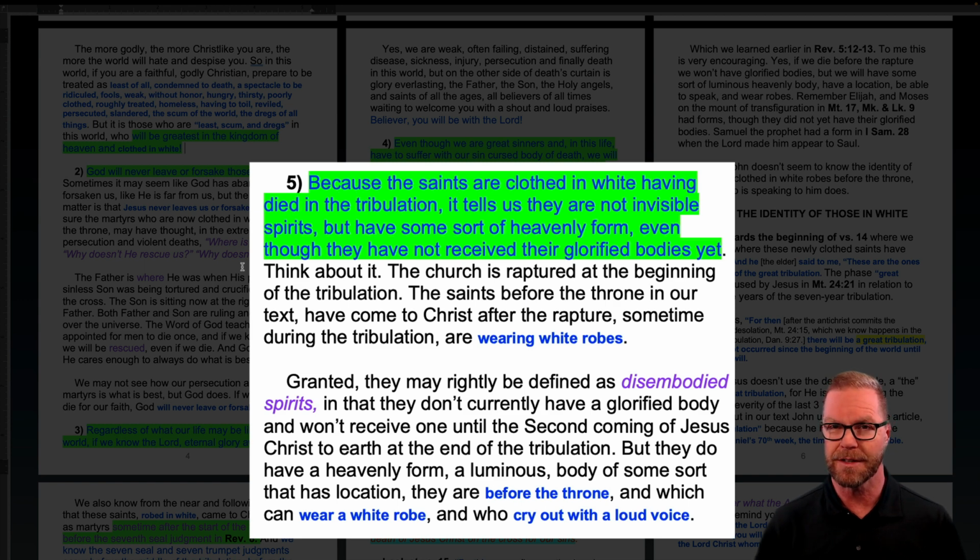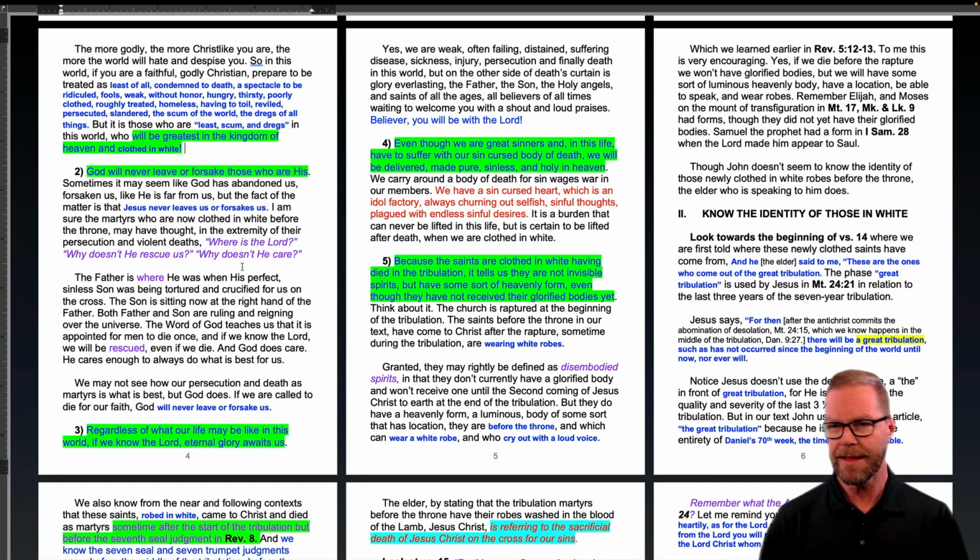Earlier we heard of the souls under the throne crying out for the Lord to take vengeance on those who dwell on the earth, who killed them. And here we see these people have a location. They're before the throne. They're wearing white robes, so they seem to have some sort of a body, and they're able to cry out with a loud voice, which we saw earlier also. So I think they have some sort of luminous, heavenly body, maybe like the angels, I don't know. It's not their glorified body that they will receive at the resurrection.